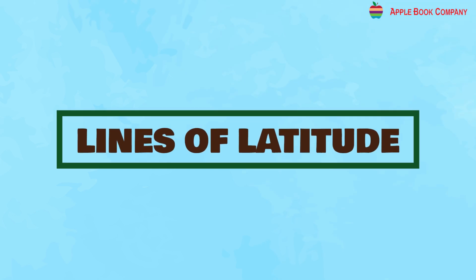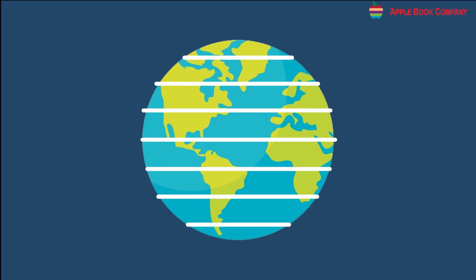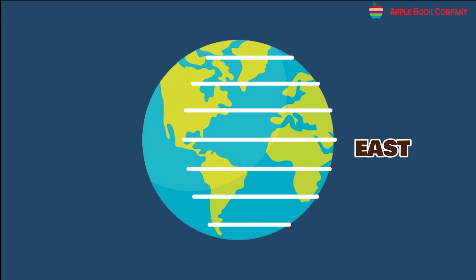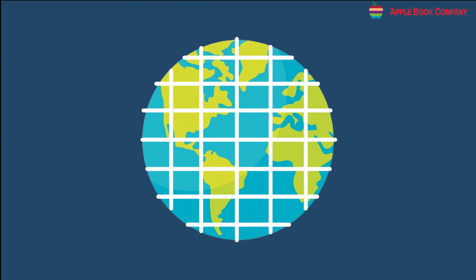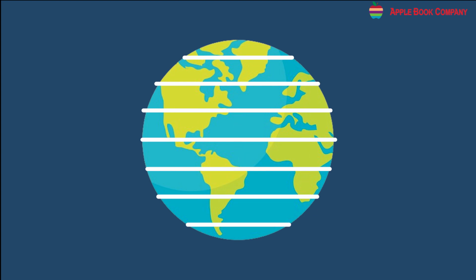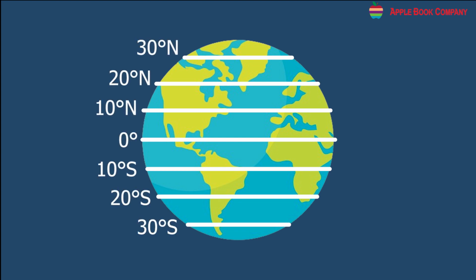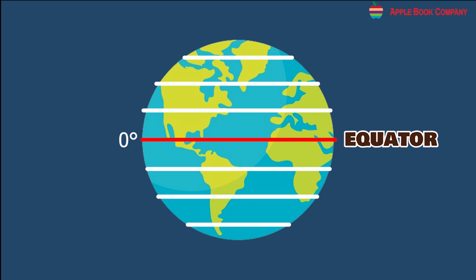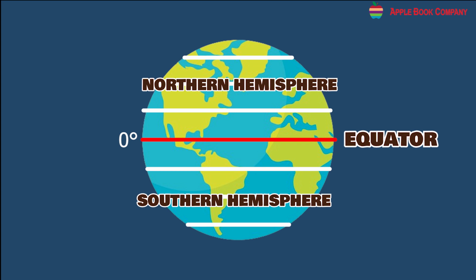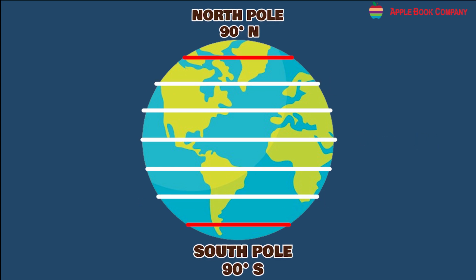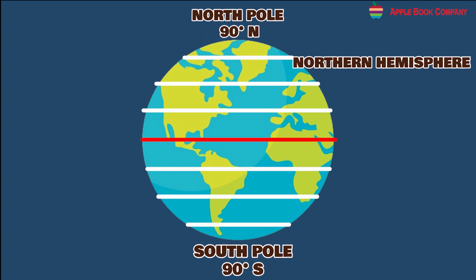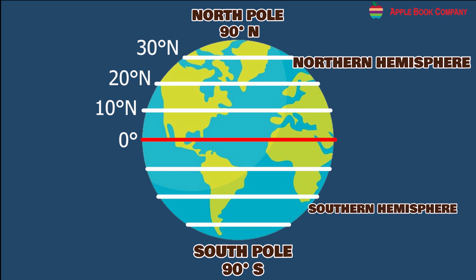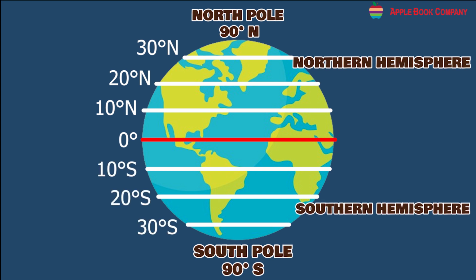Lines of latitude. Lines of latitude are horizontal circles on the Earth running from east to west. They are always equidistant and are also called parallels of latitude. Read the facts about latitudes. They are measured in degrees. The 0 degree latitude, the equator, is the longest and it divides the Earth into the northern hemisphere and the southern hemisphere. Latitudes become shorter towards the poles. Latitudes in the northern hemisphere have an N for north and those in the southern hemisphere have an S for south.